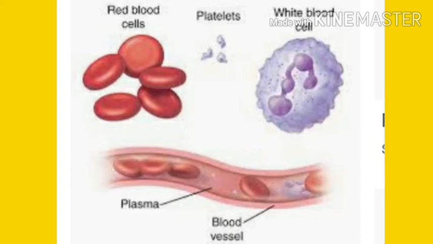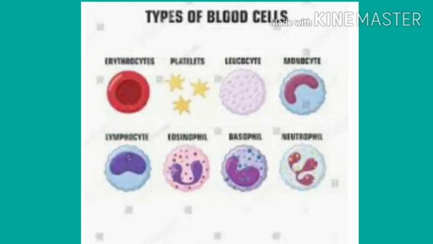Now we will discuss the three types of blood corpuscles or blood cells which are floating in blood plasma: RBCs, also called erythrocytes, white blood cells called leukocytes, and the blood platelets called thrombocytes. Types of blood corpuscles. Number 1, RBCs or erythrocytes.